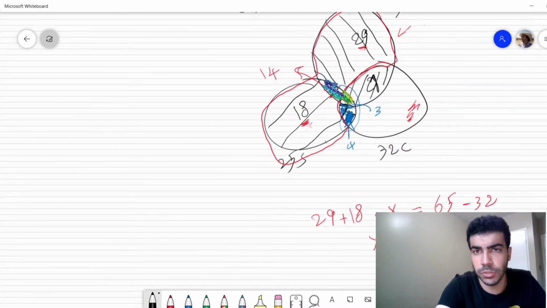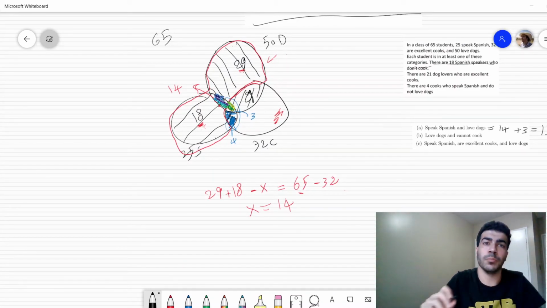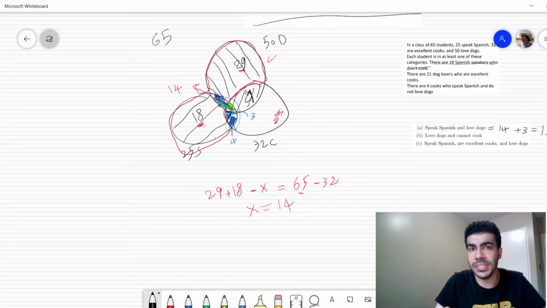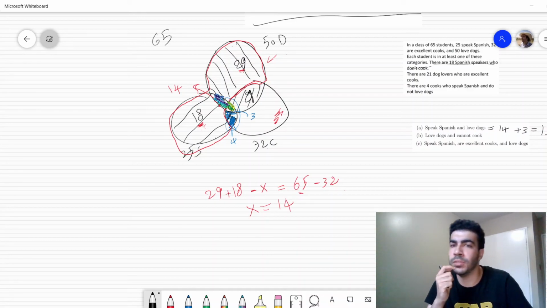To think about this for a moment, this area 14 is people who speak Spanish and love dogs only, but they don't cook. And this 3 is people who satisfy the 3 circles. They speak Spanish, love dogs, and they can cook. So there are 14 who only speak Spanish and love dogs, but also 3 people who speak Spanish, love dogs, and can cook. So the summation is 17.